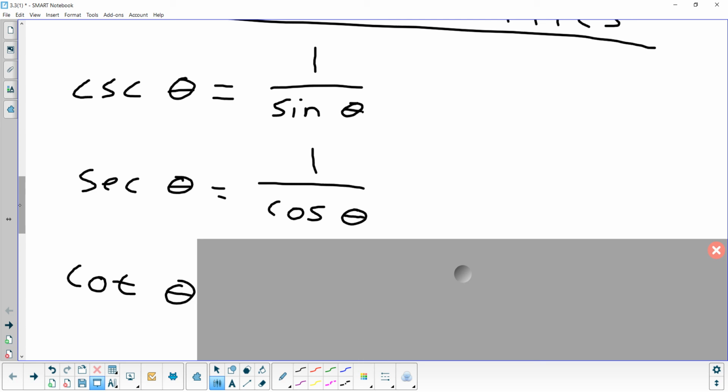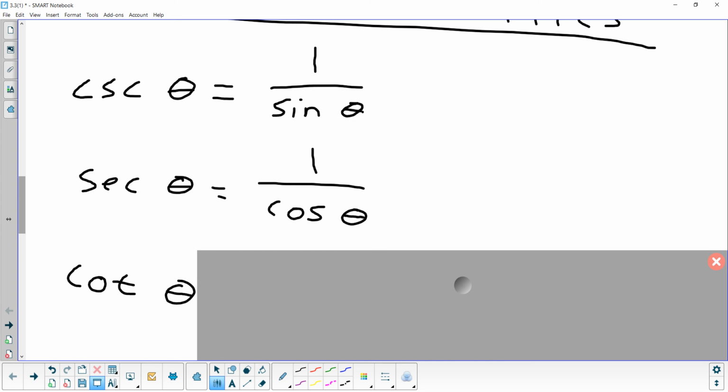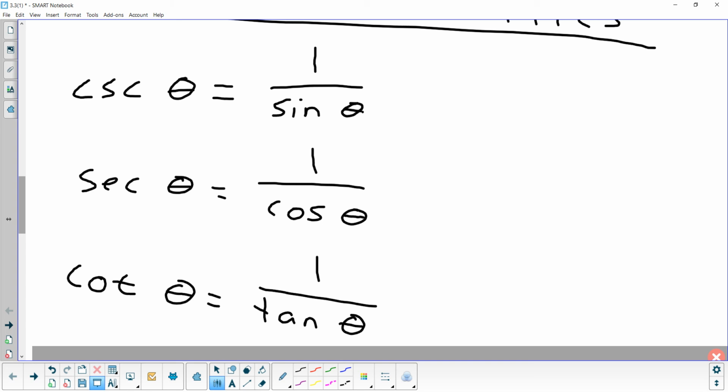And how about the cotangent? Anyone remember the trig function we have to flip to get that one? Yep, the tangent. So those are the three basic reciprocal identities. Now, we can take this and we can rewrite it, but it's still the same identity.